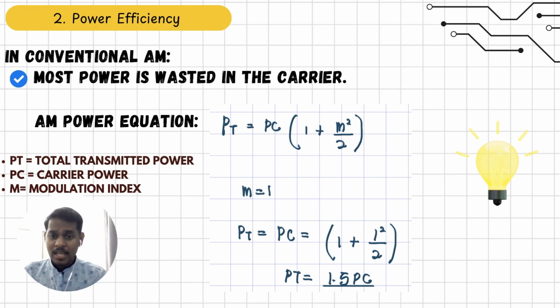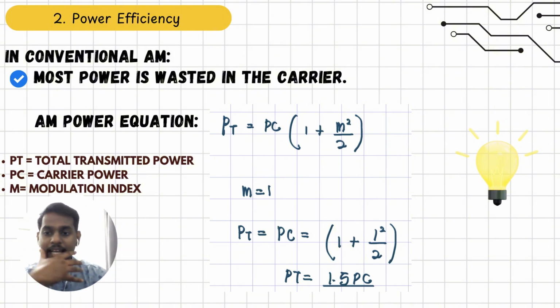Even though the carrier does not have information, we still use a large amount of transmission power on it. That is why we say most of the power in conventional AM is wasted in the carrier. It's just waste. That's why we don't recommend using it. So we're going to see the explanation from this formula.